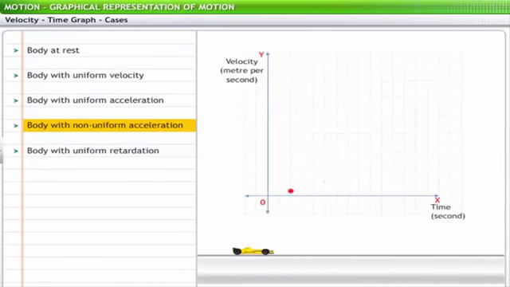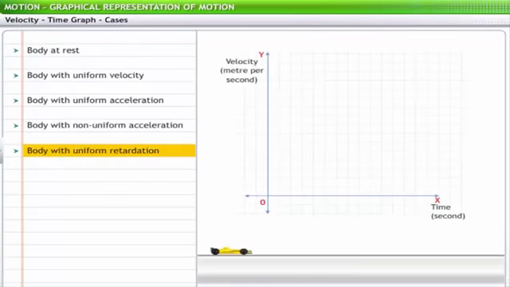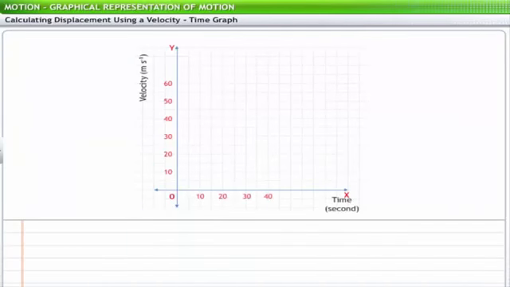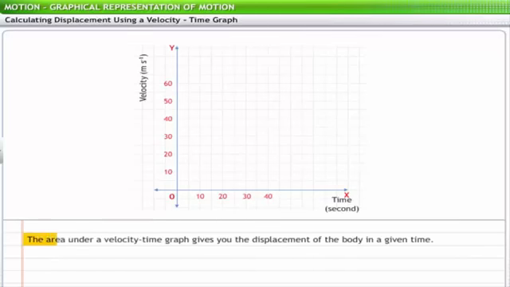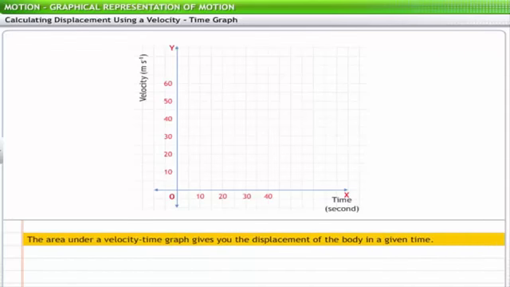The velocity-time graph for a body moving with non-uniform acceleration is a curve and not a straight line. The velocity-time graph for a body moving with uniform retardation is a straight line making an obtuse angle with the x-axis. Just as you can use a distance-time graph to determine the speed of an object, you can use a velocity-time graph to determine the displacement of an object. The area under a velocity-time graph gives you the displacement of the body in a given time.